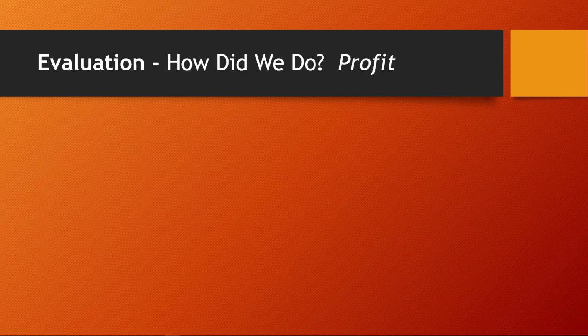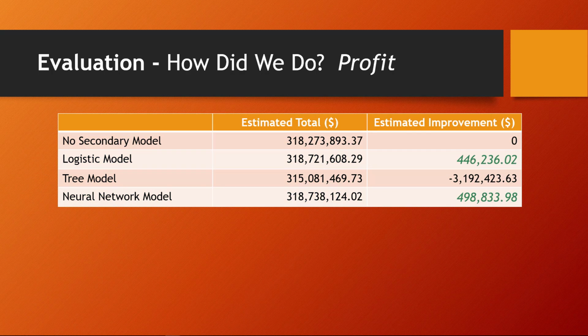Evaluating results. How did we do? Based on profit, we evaluated the models we had created, and the best profit was associated with the neural networks model, which would have saved about $500,000. The logistical model did fairly well with an estimated savings of about $445,000. The tree model actually lost over $3 million.